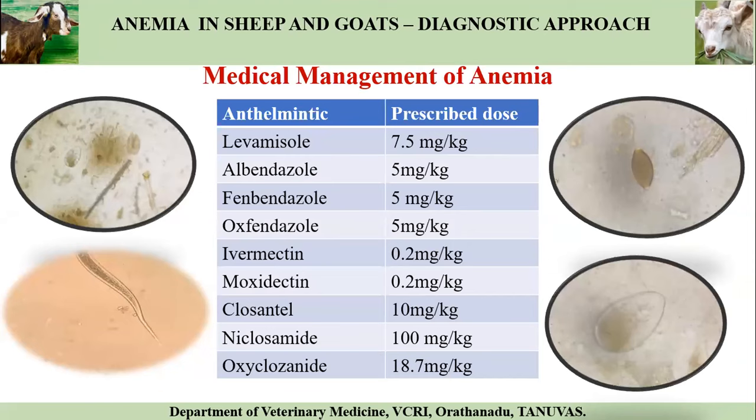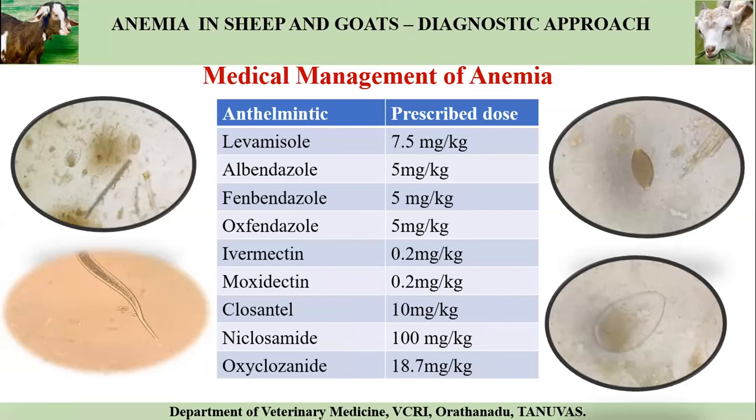So how will we treat the anemia cases, sir? Basically, there are three broad-spectrum families of anthelmintic drugs adopted for use in veterinary medicine. Before giving the medicine, you have to weigh the animal, and correct dosing should be done. These three broad-spectrum families are benzimidazoles, levamisole, and macrocyclic lactones, that means ivermectin and moxidectin.